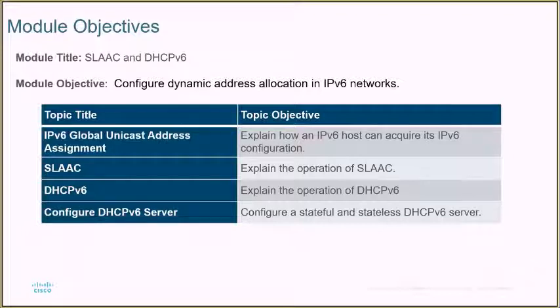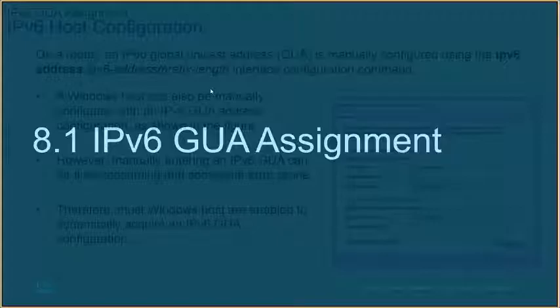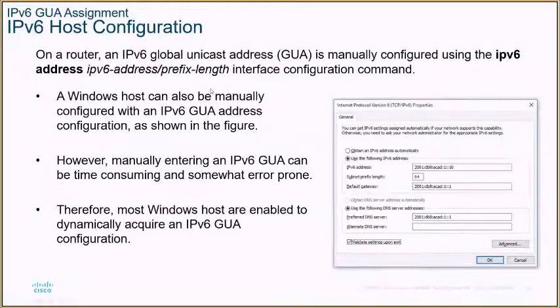We'll look at SLAAC, which is stateless address allocation, and then there's DHCP, which is very similar to DHCP for version 4, and how you'll configure a DHCPv6 server.